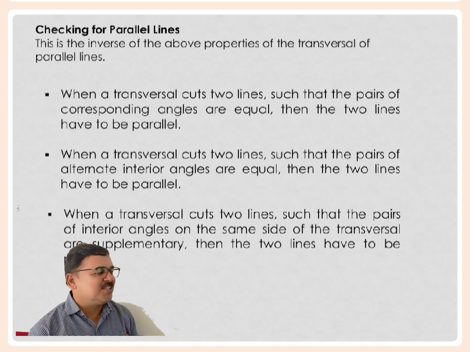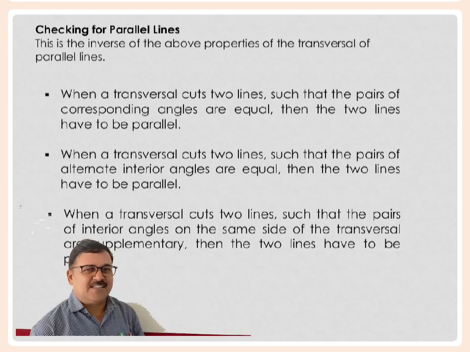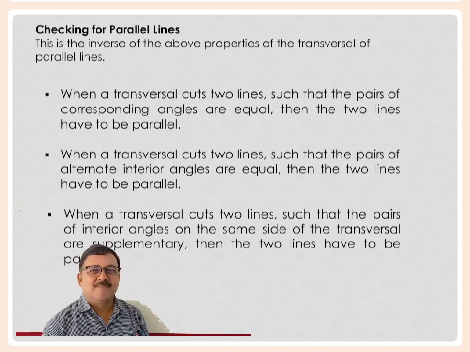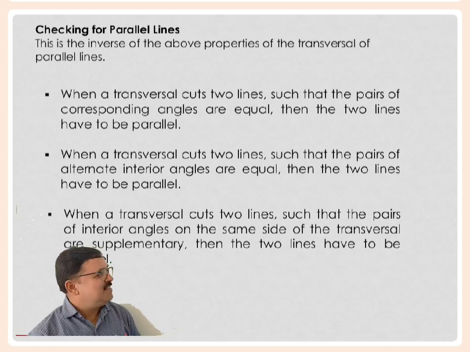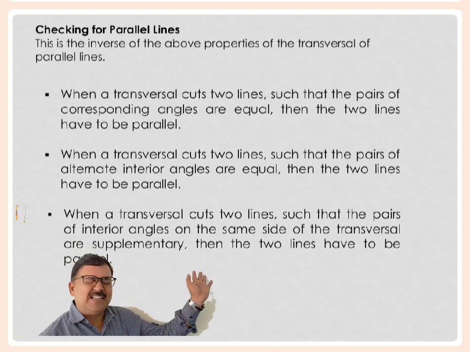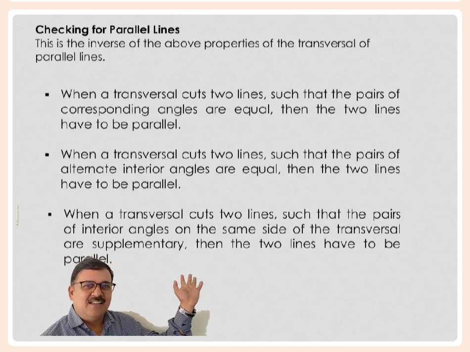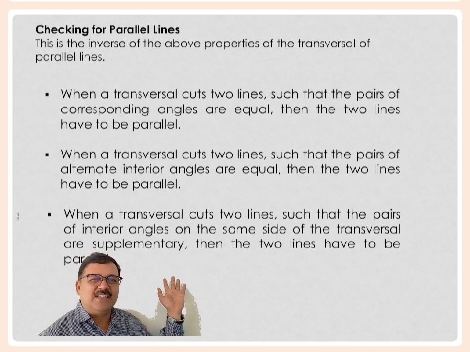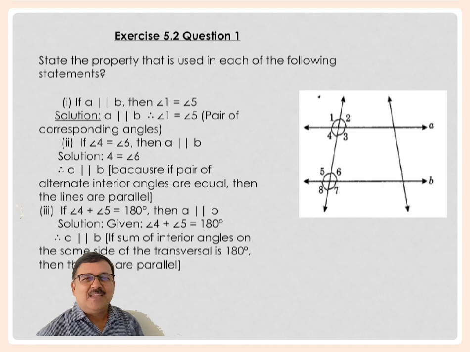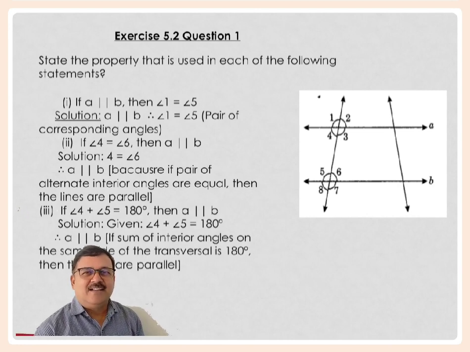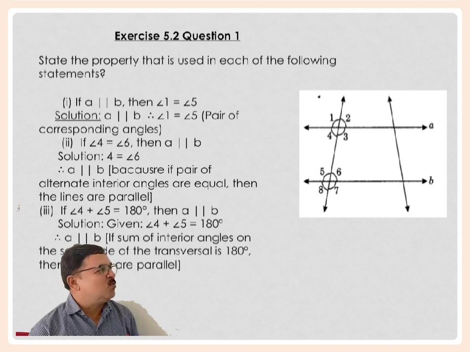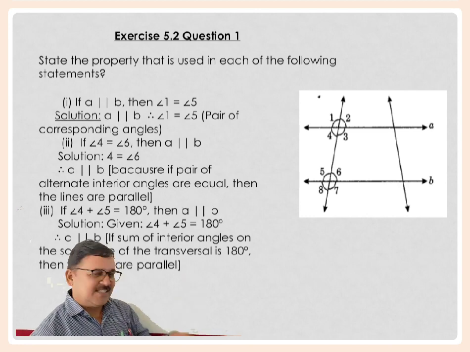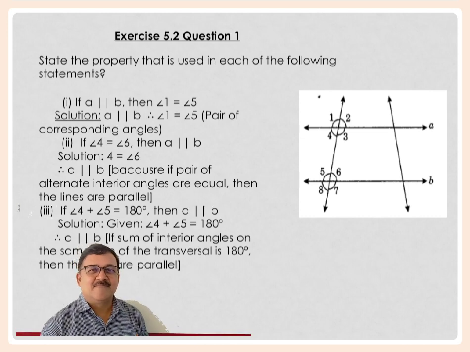Next, pairs of alternate interior angles. Angle 3 and angle 6. Angle 4 and angle 5. Then pair of alternate exterior angles. Angle 1 and angle 8. Angle 2 and angle 7. Pair of interior angles on the same side of the transversal. Sometimes they are known as co-interior angles also. Angle 3 and angle 5. Angle 4 and angle 6.